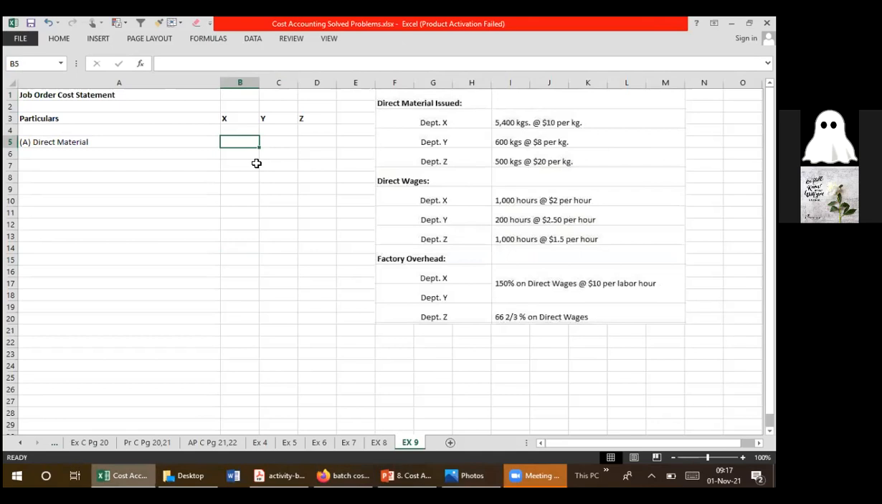Right, so we have our direct material for X, 5,400 times 10, that is 54,000. For Y, 600 times 8, that is 4,800. For Z, 500 times 20, that is 10,000. We can write here quantity multiplied by price per kg.